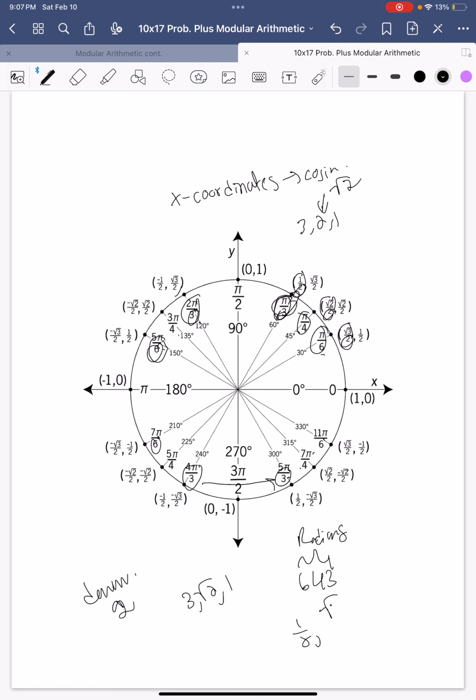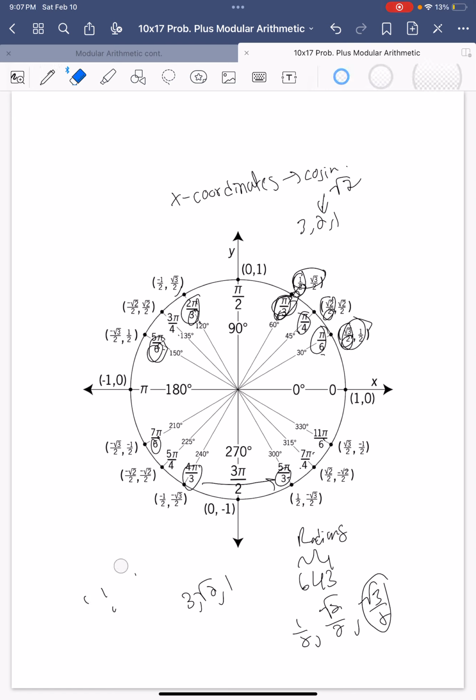and basically 1/2, root 2 over 2, root 3 over 2, and notice that root 3 over 2 and 1/2 always correspond. You will be able to memorize it. So I'm actually going to show you guys how I memorize this. Let's go right into it.